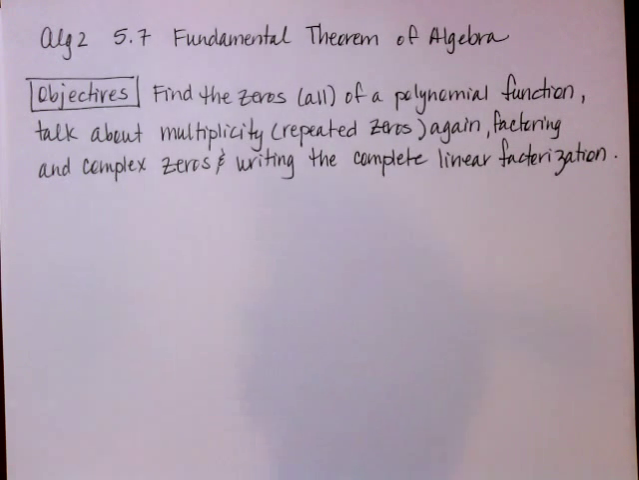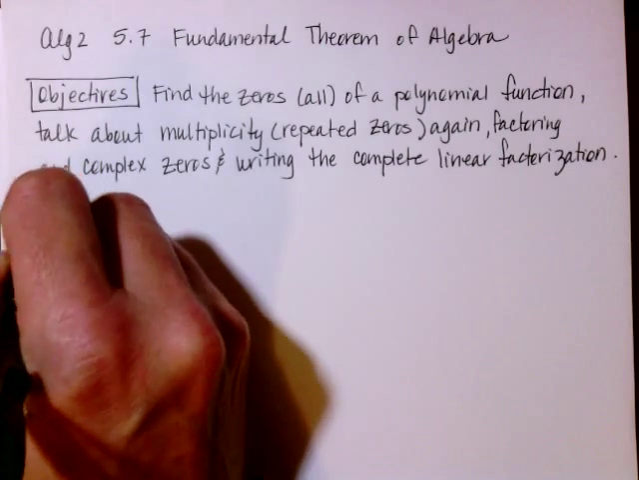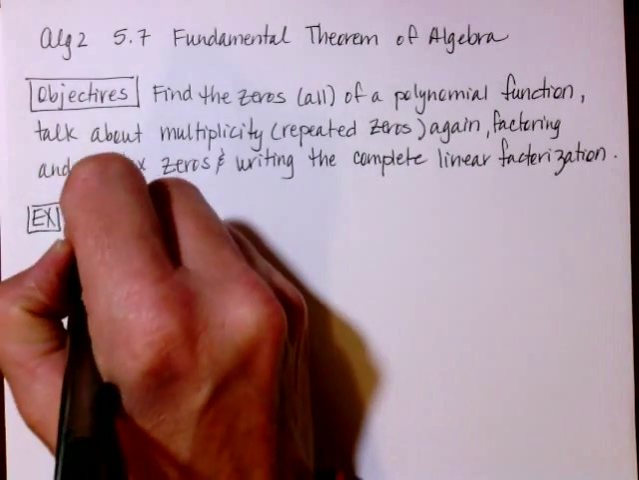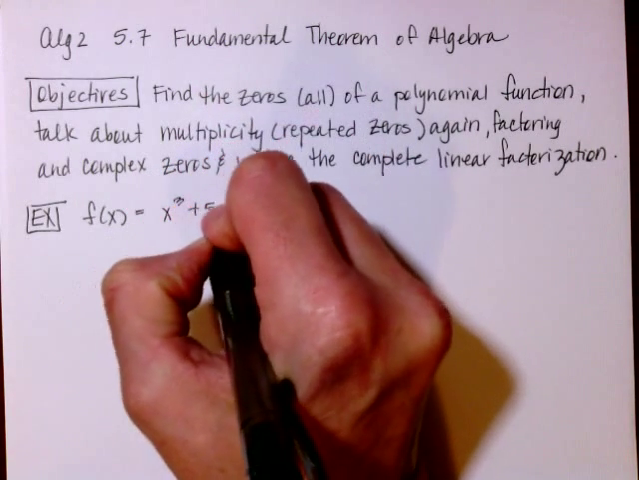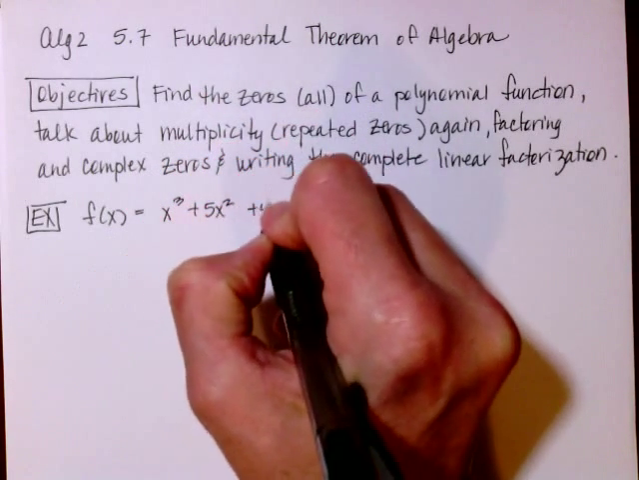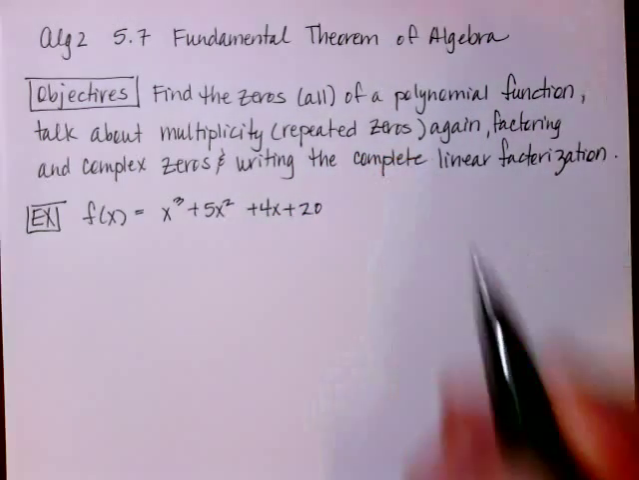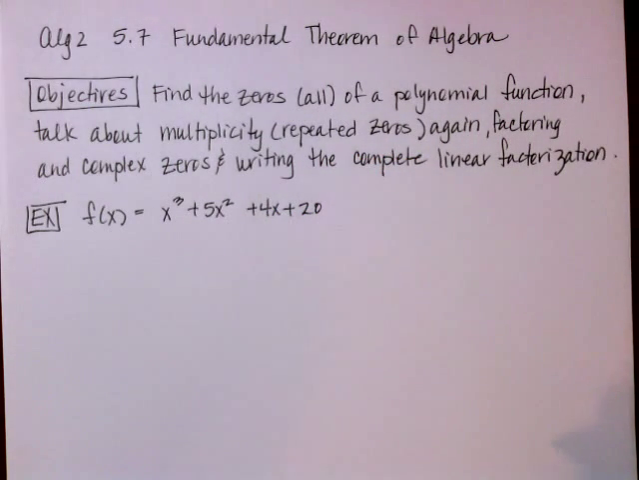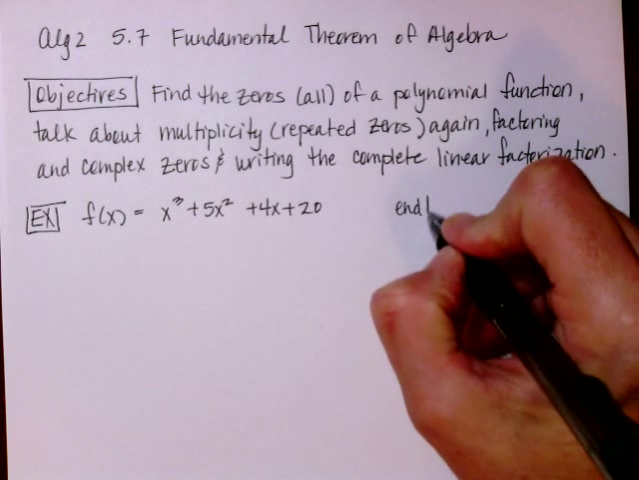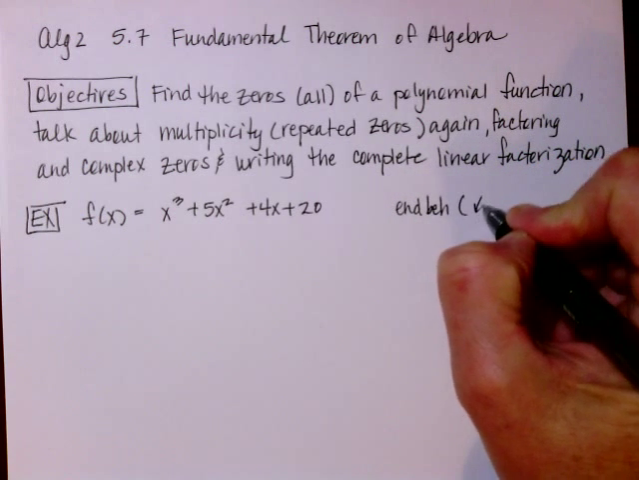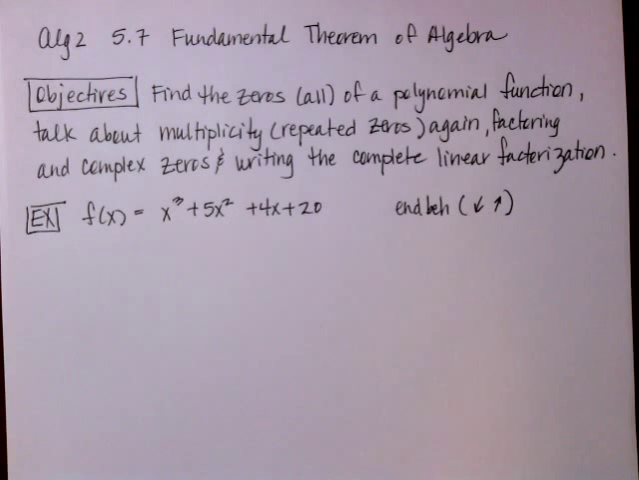All right, so what I'd like to do is start right off with an example. And our example is going to be f of x is equal to x cubed plus 5x squared plus 4x plus 20. Okay, so there's a couple of things about this function that I know before I even start. I know what the end behavior looks like. It's going to be down and up. Okay, so I know that my end behavior is going to be down and up because it's a cubic function.